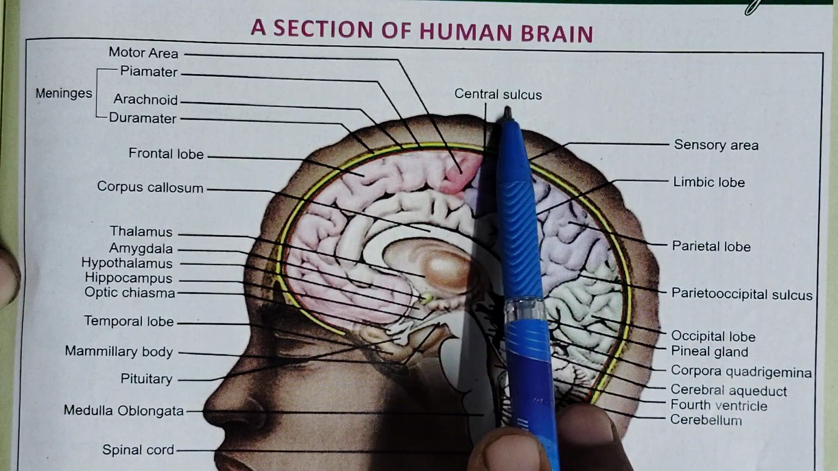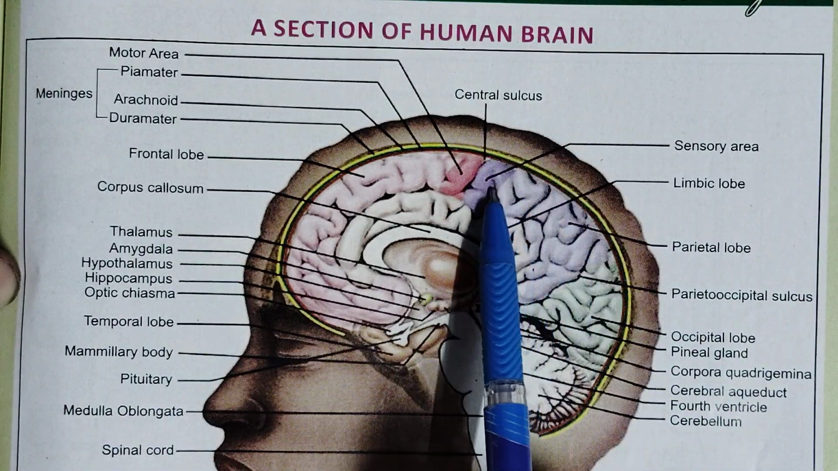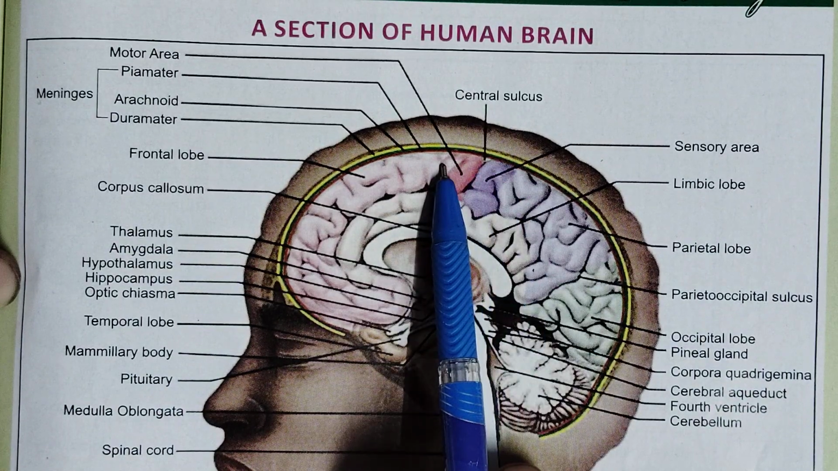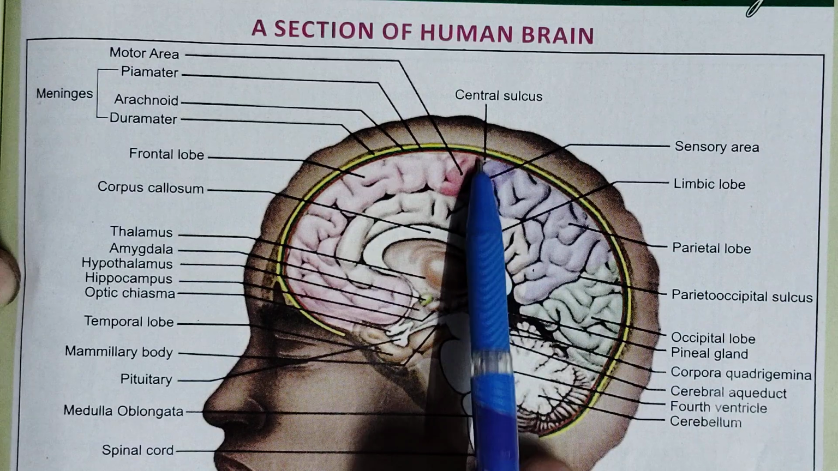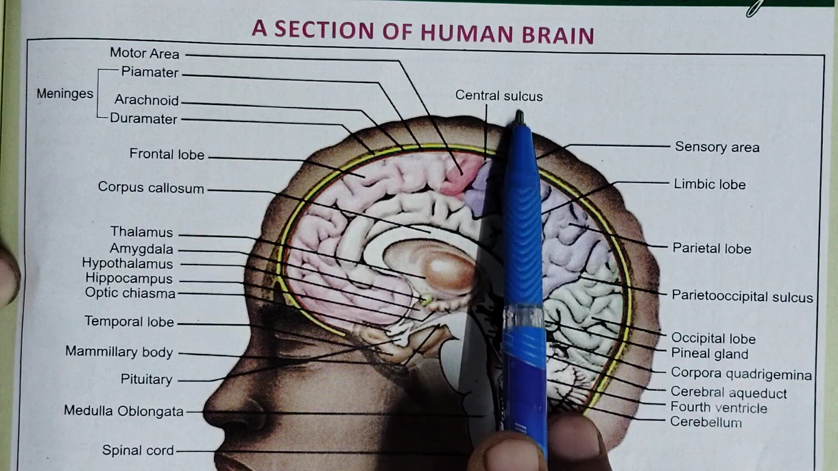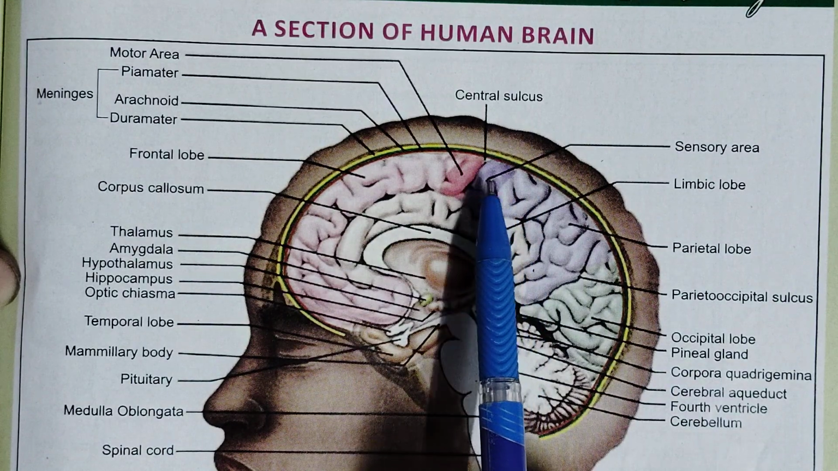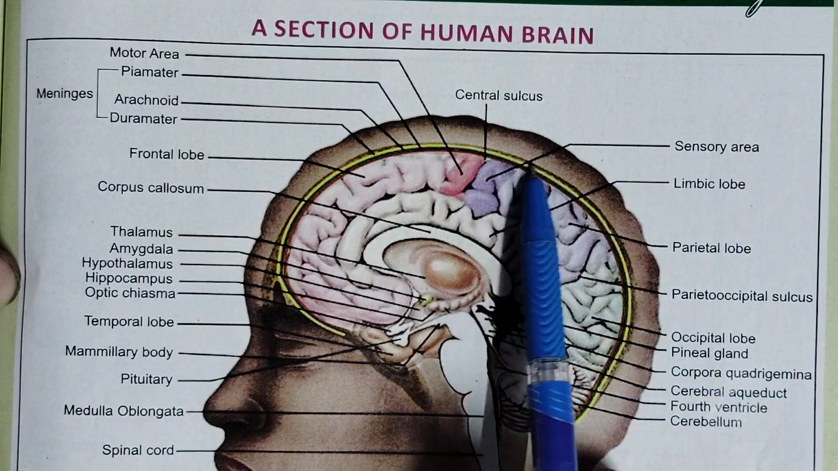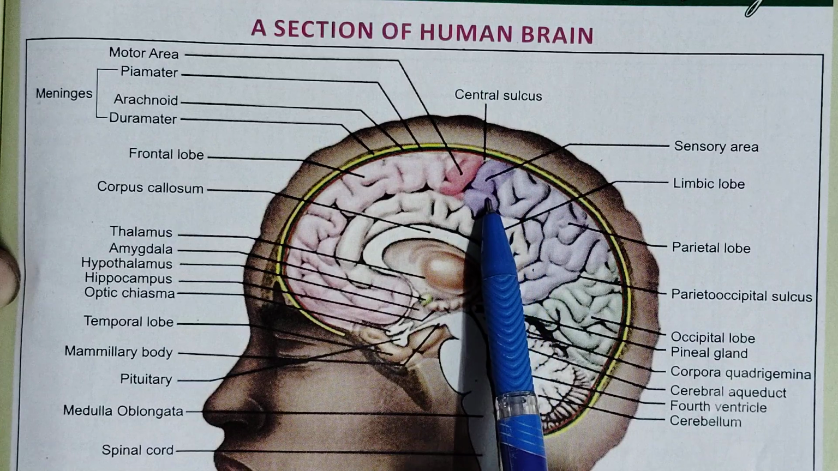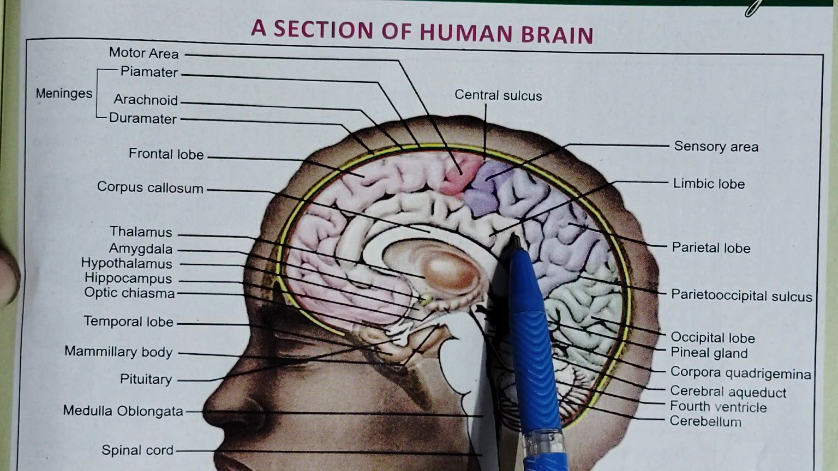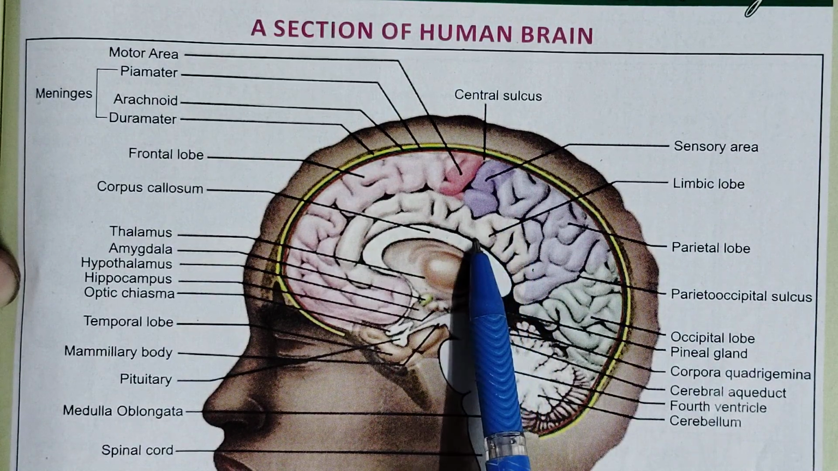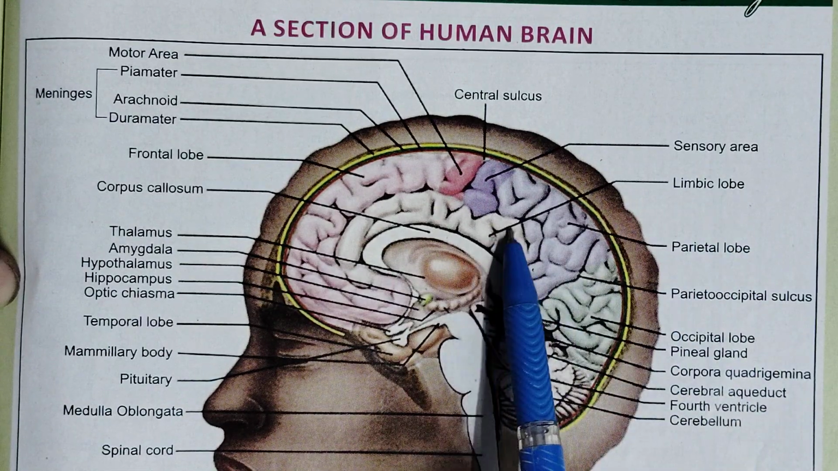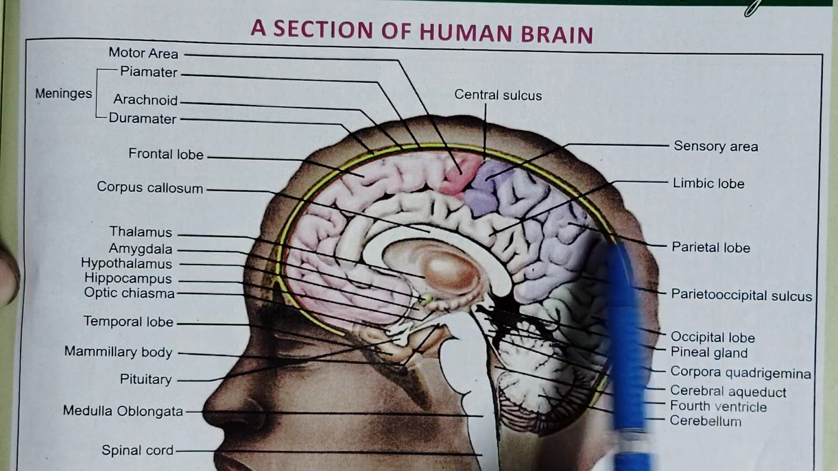Next is the central sulcus. This is the central part. Between the motor area and the sensory area there is the central sulcus. This violet color is the sensory area. Next, below the sensory area, the creamy color is the limbic lobe.